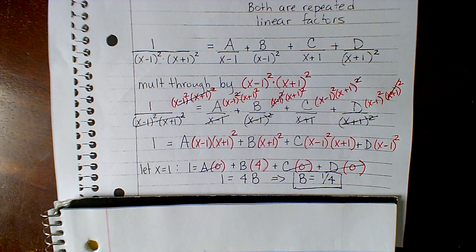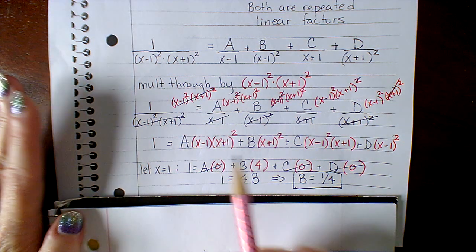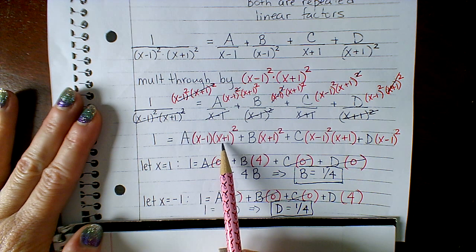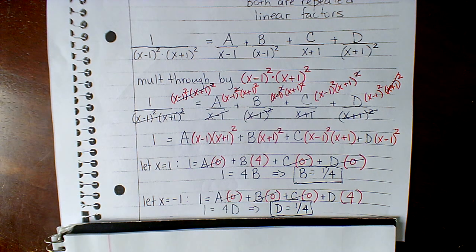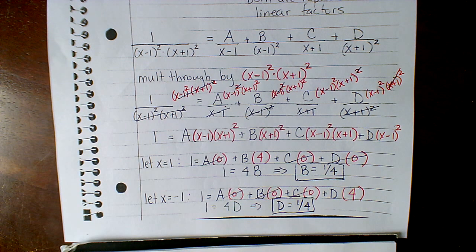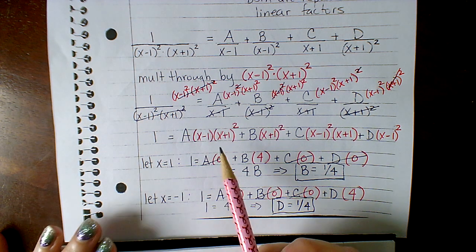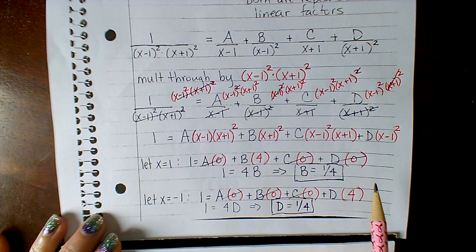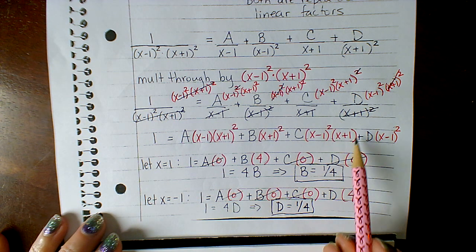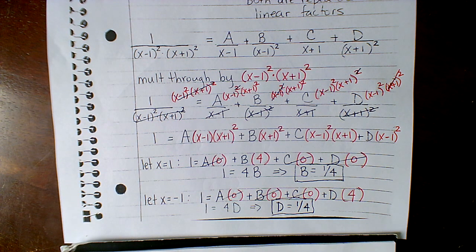All right, there's B. I still have A, C, and D to go. How about we plug in -1? That'll get rid of some of the other terms. By plugging in -1, that's going to eliminate the A term, the B term, and the C term. So that'll give me that D is 1/4. It's weird that we're getting fractions for these, but that's okay. It happens. You can get positive, negative fractions, you know, it happens.